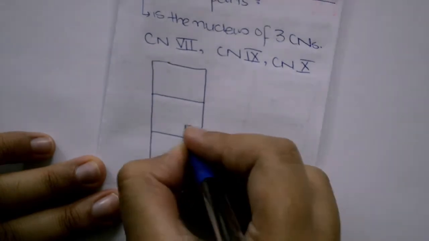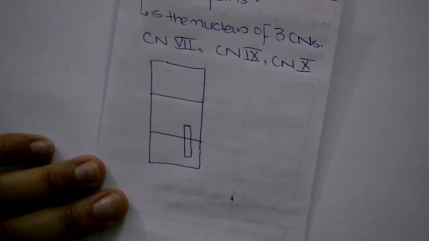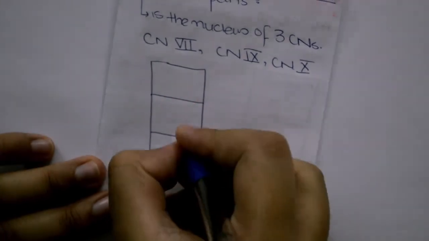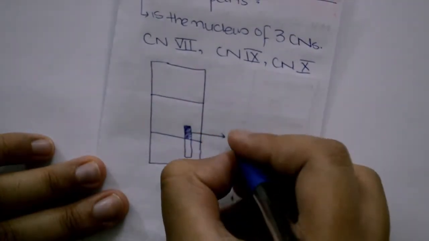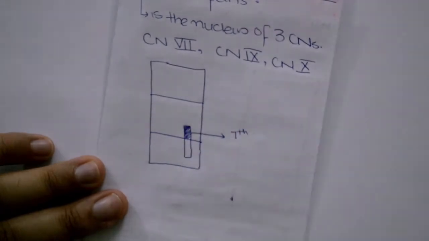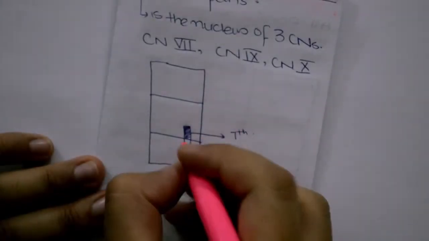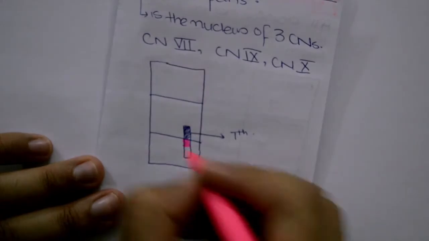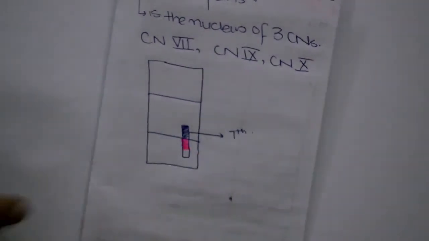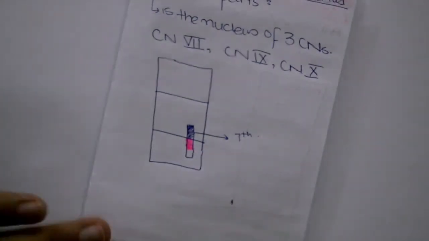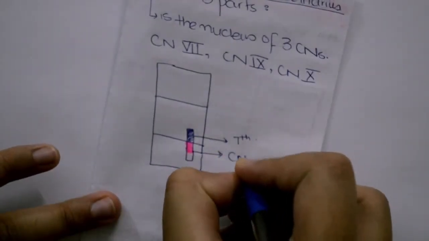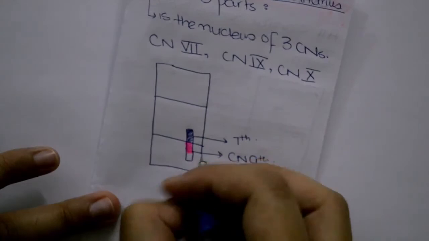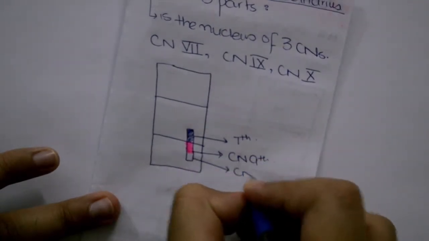So this is the Tractus solitarius nucleus. This part is in the seventh cranial nerve. The pink part is of the ninth cranial nerve. And this part is of the cranial nerve 10.